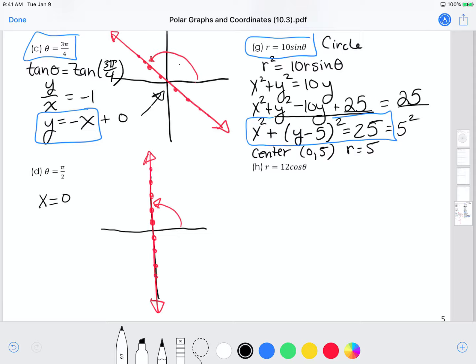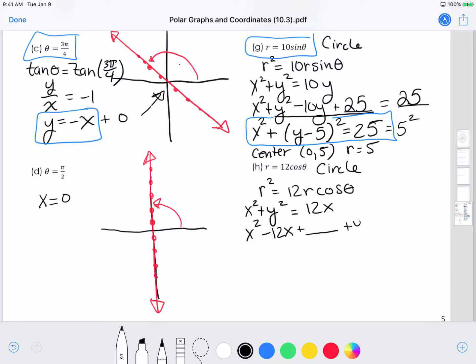This is a circle. We are going to multiply both sides of the equation by r. That way I have x squared plus y squared is equal to, and I'm going to replace that r cosine theta with x, so I get 12x. Then I'm going to subtract 12x from both sides, keeping my x's together, and I'm going to leave a blank here because I'm going to complete the square.